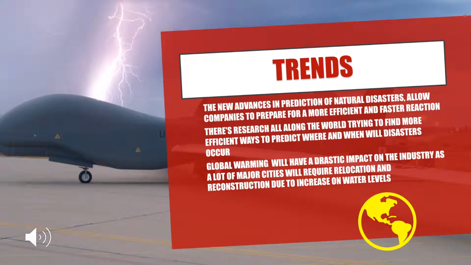The new advances in predicting natural disasters are allowing companies to be prepared for more efficient and faster reaction. There's research all around the world trying to find more efficient ways to predict where and when disasters will occur. Not only this, but there's a huge impact coming towards the industry because of global warming, and there's going to be a huge difference due to water levels, and post-disaster construction is going to have a huge role because we're going to see whole cities totally destroyed due to the increase of water levels from rivers or big bodies of water.